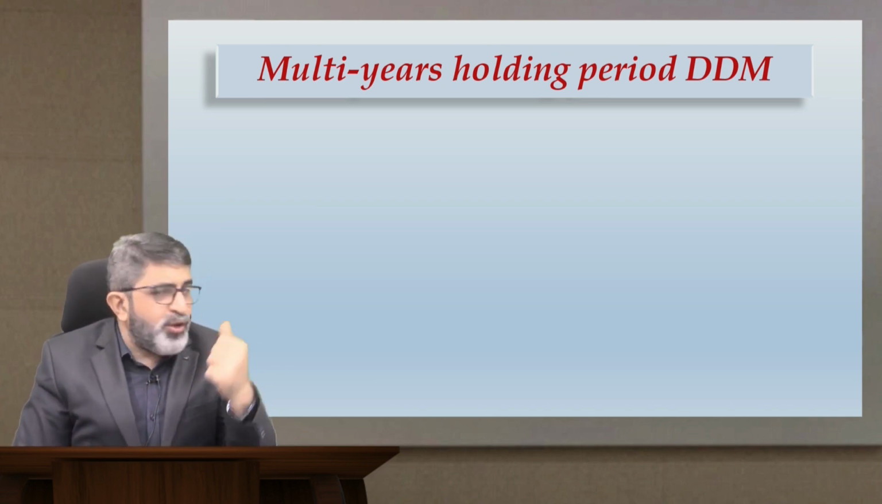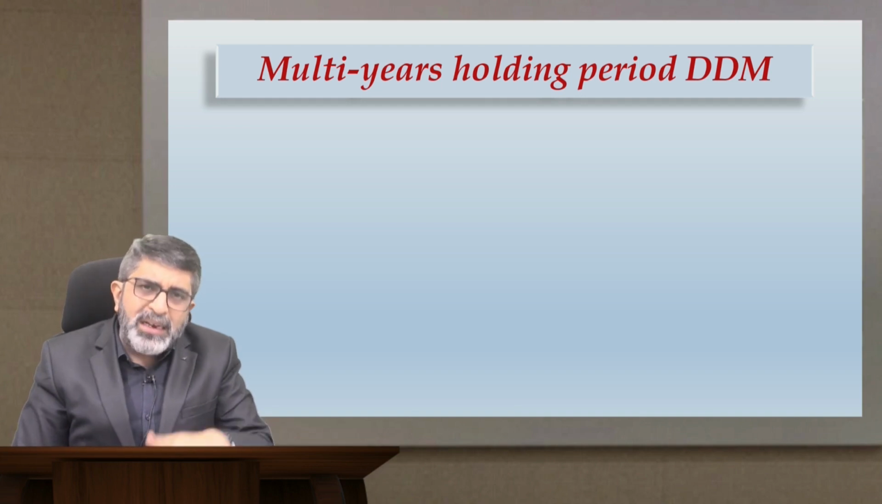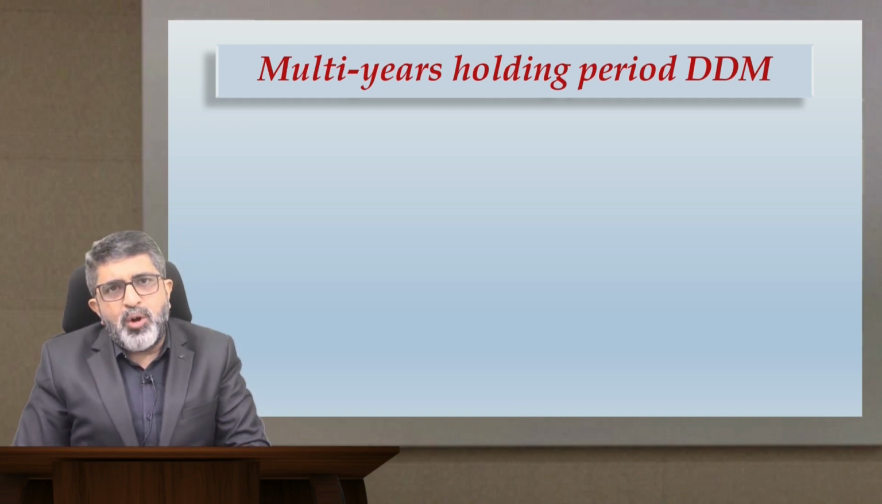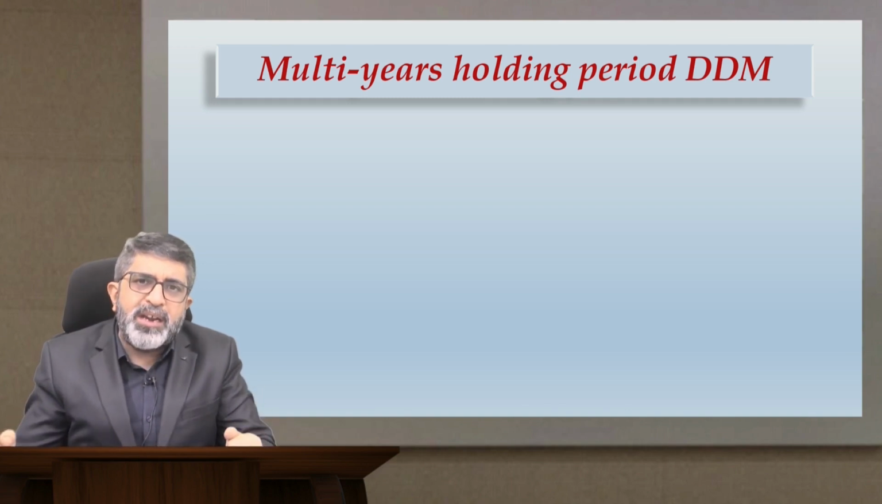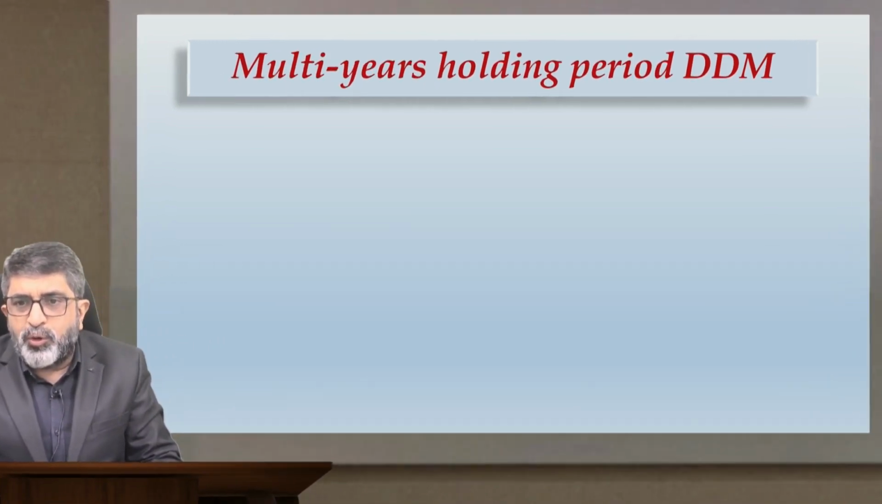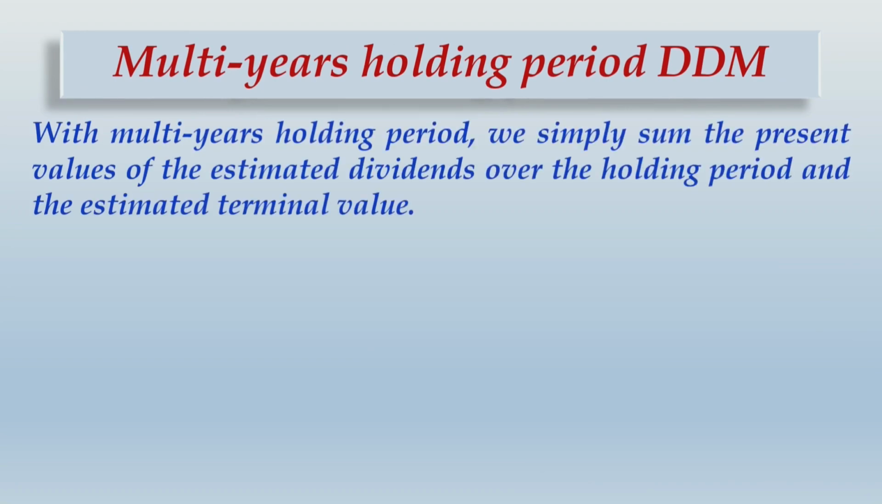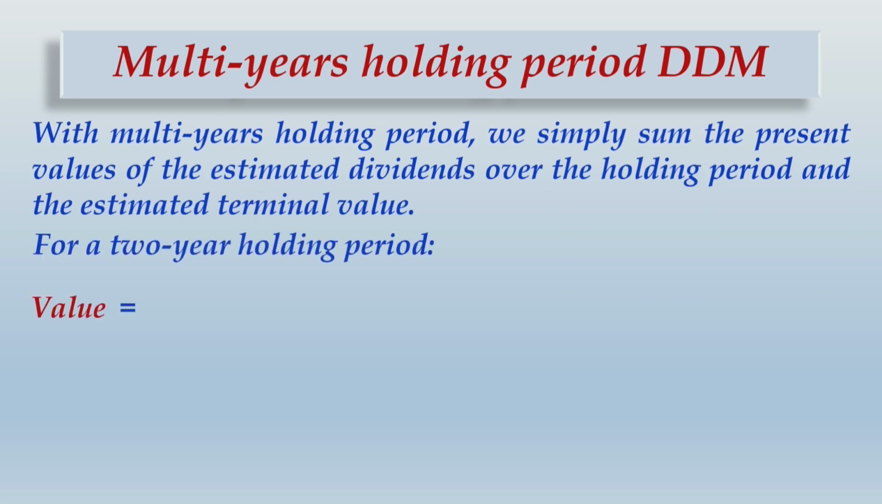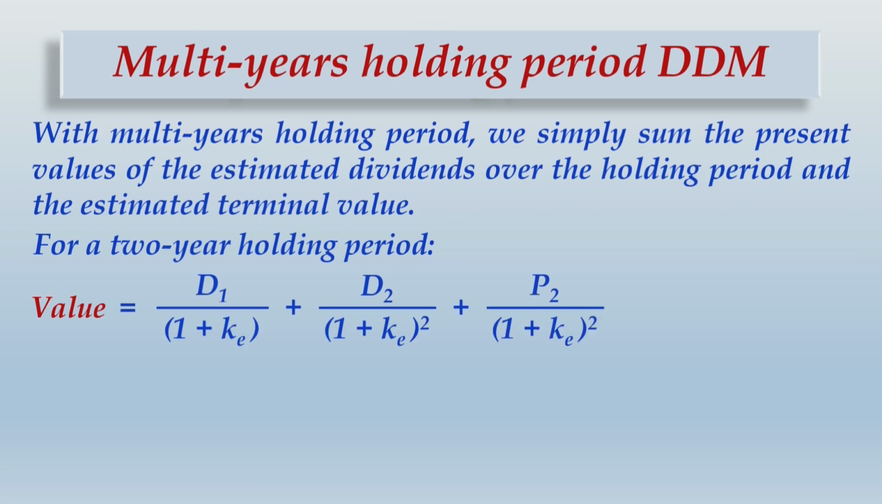So please write the title in your notebooks: multi-period or multi-years dividend discount model, where multi-period or multiple number of years will be the holding period. So let us write some important notes over here under this heading. With multi-years holding period, we simply sum the present values of estimated dividends over the holding period and the estimated terminal value. For a 2-year holding period, the present value will be D1 divided by 1 plus KE plus D2 divided by 1 plus KE the whole square plus P2 divided by 1 plus KE the whole square.